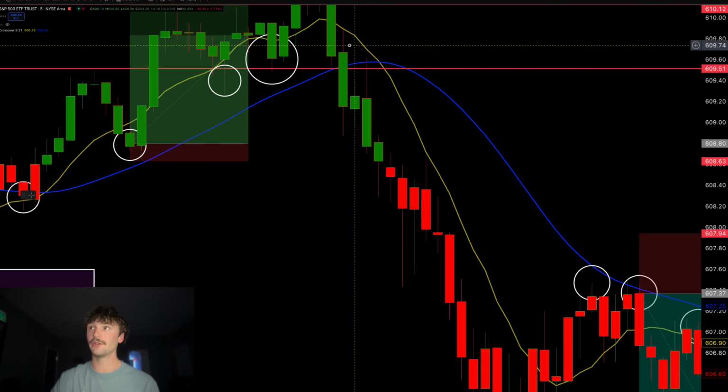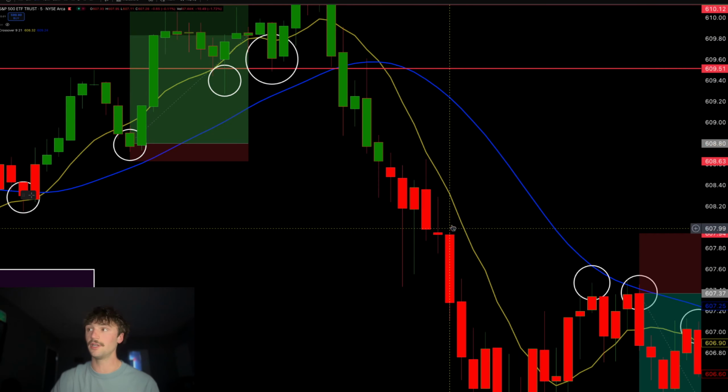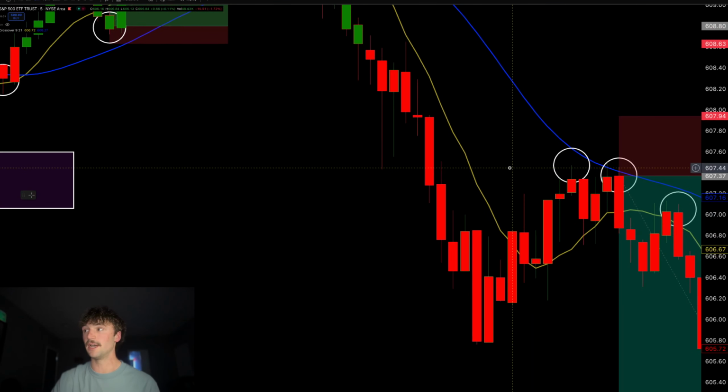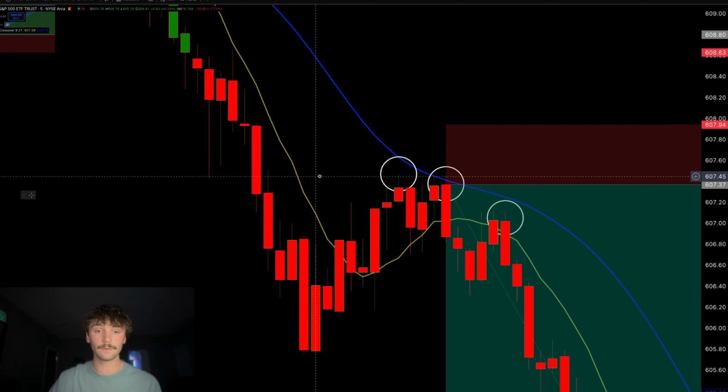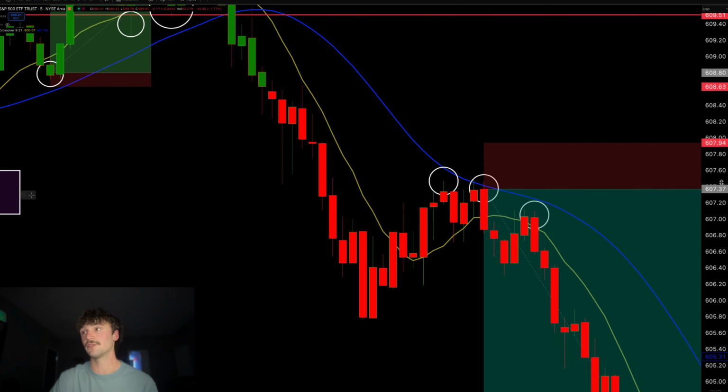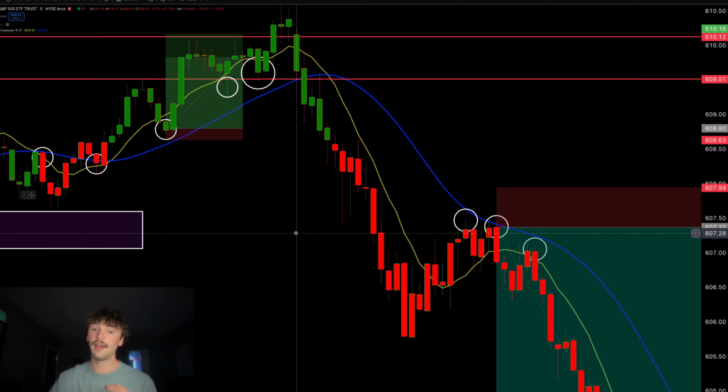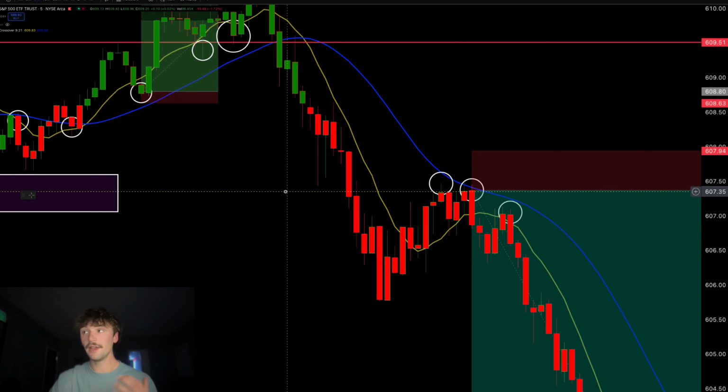We only touched it about 3 times, once here, once down here, and then absolutely dumped down. And then this is where I was looking for my trade because I said, hey, we're going to have to come back and test one of these EMAs soon. If we reject, I'm going to enter a short. So that's exactly what happened.